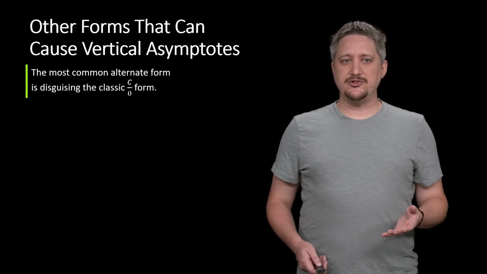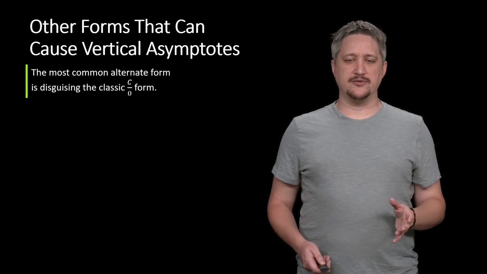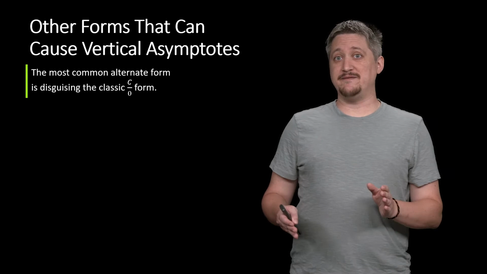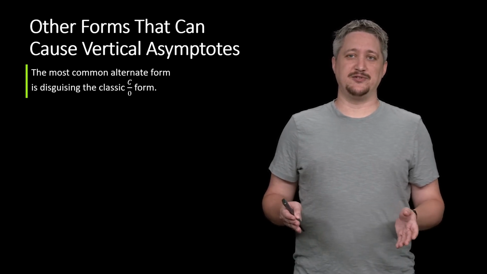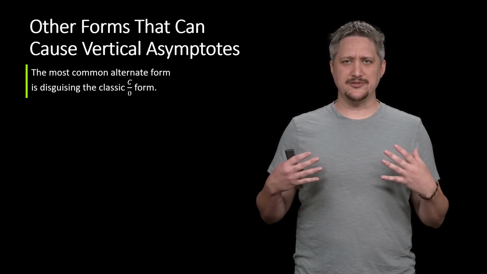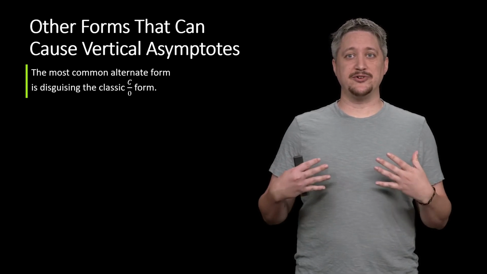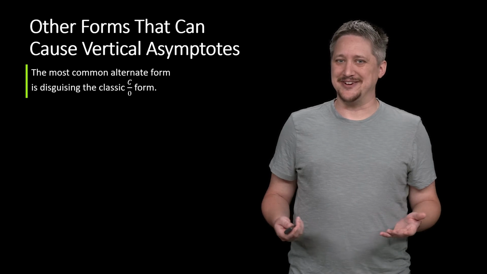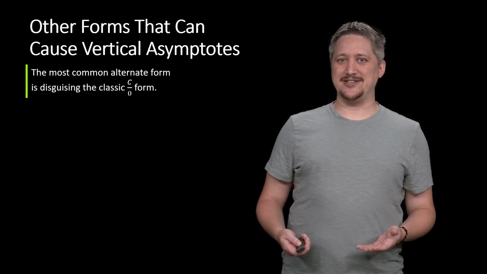So as mentioned though, there are other forms that can cause vertical asymptotes. So of the sort of non-obvious, right, if you don't have non-zero over zero, the most common alternate form of that is going to be basically disguising the fact that you really have non-zero over zero. It's just not obvious yet.